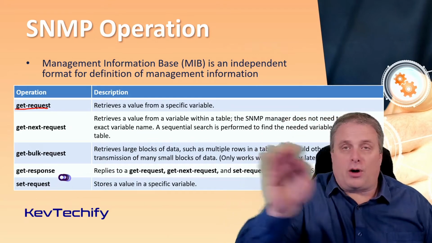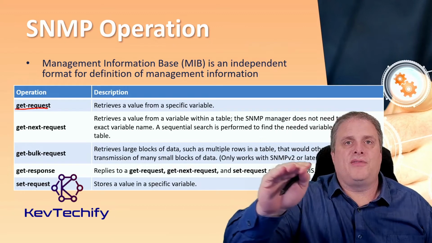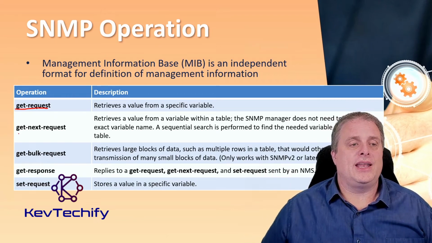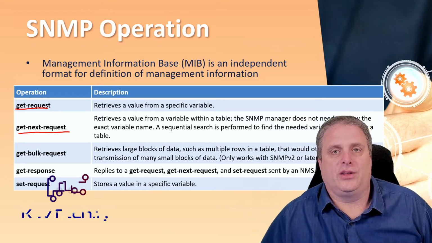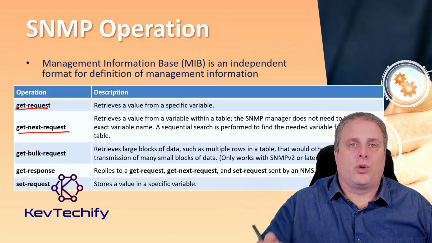And all those variables, they're in a sequential order. And if that's not the right value, and you're kind of close in the right area, you can use the get next request, and it'll just give you the next variable with the value. This is sort of a sequential request.